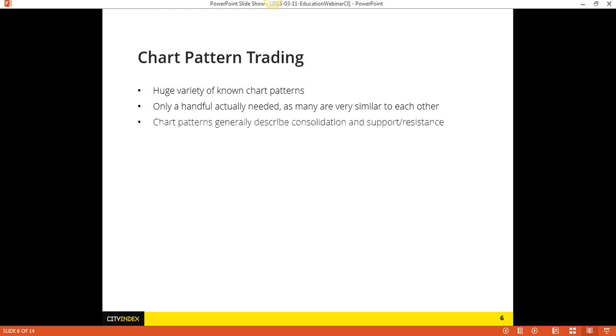Okay, so chart patterns generally describe consolidation, as I just mentioned, and support and resistance. When it comes down to it, what is a chart pattern but support and resistance? What is support and resistance? They're levels or price levels in a market where you have demand or supply, okay?